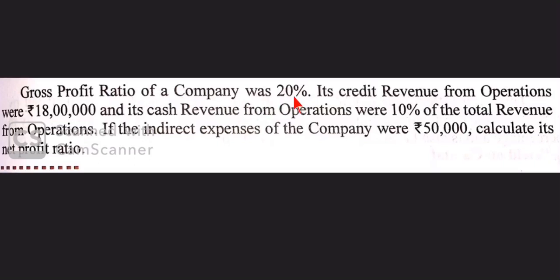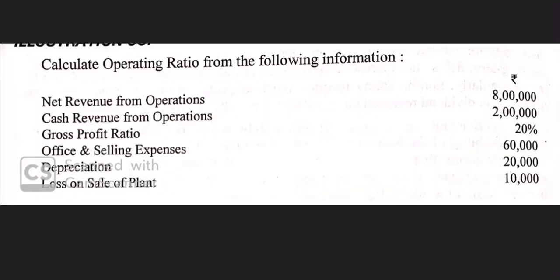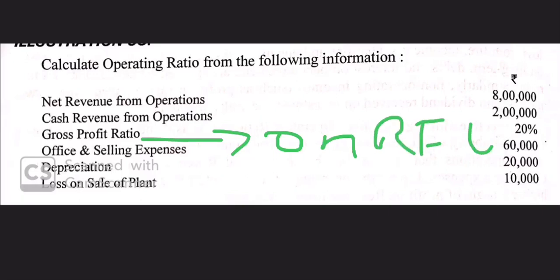The gross profit ratio of a company is 20% on credit revenue from operation. Now in this question, we have to calculate the operating ratio for the company. Information given: net revenue from operation, that is net sales, and gross profit ratio. Again for GP, nothing is given, so GP will always be assumed to be on RFO. Then the next one is office and selling expense. This is an operating expense. Depreciation, again an operating expense. Loss on sale of plant is a non-operating expense, so nothing to do for this in this question.